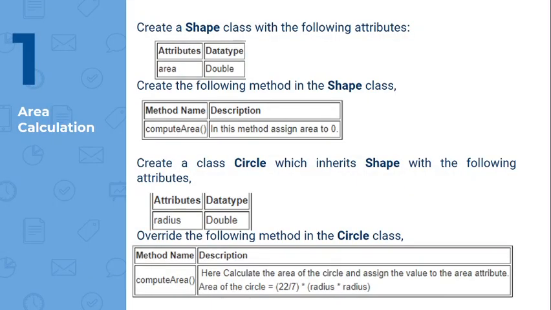So we have to create two classes. First class is Shape with an attribute called area, and we have a method called compute area, and since the area of the shape is undefined, it has to be assigned as 0. Then we have to create a Circle class which inherits Shape with the following attribute radius, and here also we have to override the compute area method to compute the area of the circle, which is pi r square.